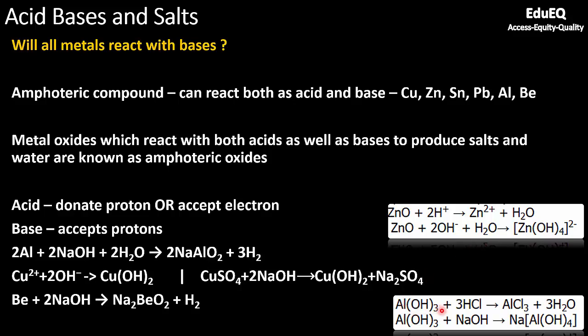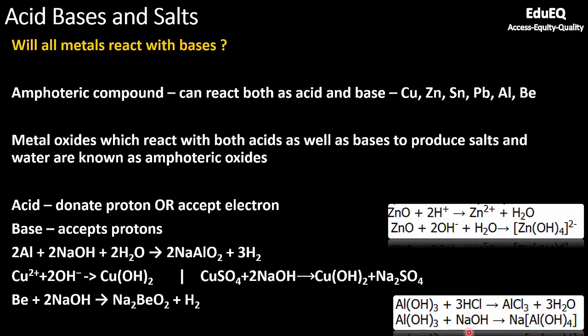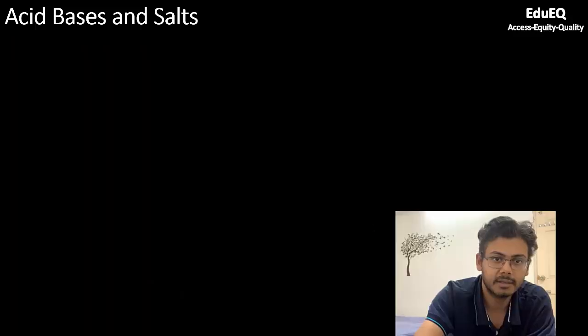Similarly, aluminium hydroxide, when you react it with HCl, forms aluminium trichloride, and when you react it with sodium hydroxide, it forms a complex of sodium and aluminium, mostly sodium aluminum hydroxide. So these reactions show that zinc oxide is reacting with both acid and base. Similarly, aluminum hydroxide is reacting with both acid and base. These are some reactions which you can try out to see that amphoteric oxides are reacting with both acids and bases.